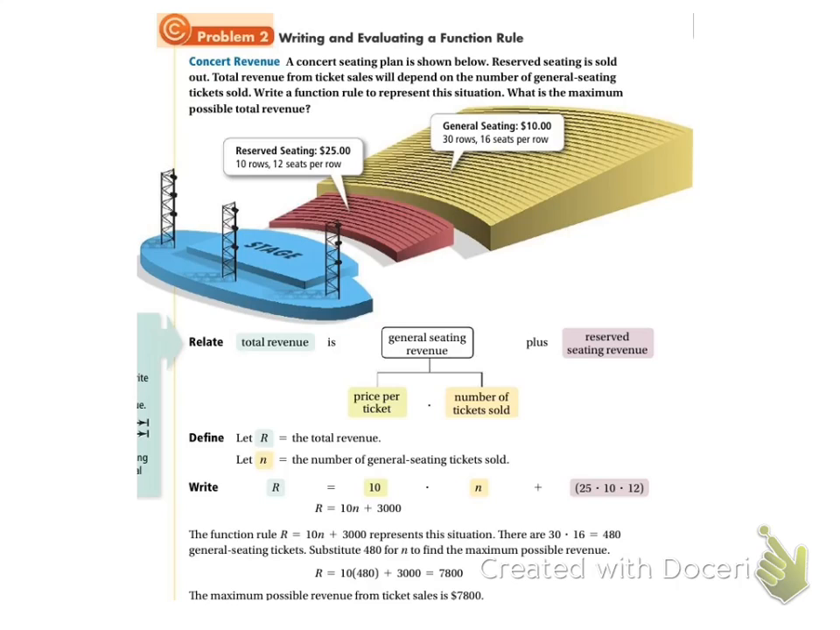So they calculated out, it's $25 per ticket, and there's 10 rows, and there's 12 seats per row. So we do 25 times 10 times 12. And so they got that right here. And then each general seating ticket costs $10. So if one person buys a ticket, it's going to be $10. If 2 people buy tickets, it'll be 20. If 3 buy, it'll be 30, right? You multiply 10 times the number of tickets. So here we do 10n. And we get our final equation, r equals 10n plus, and this simplifies to be 3,000.